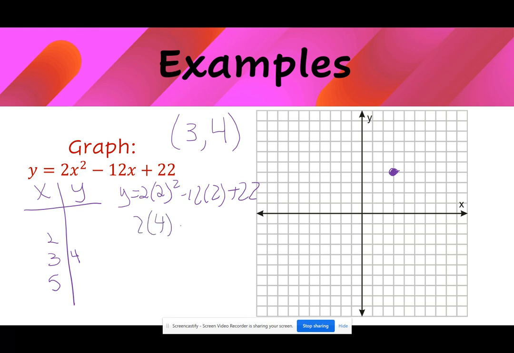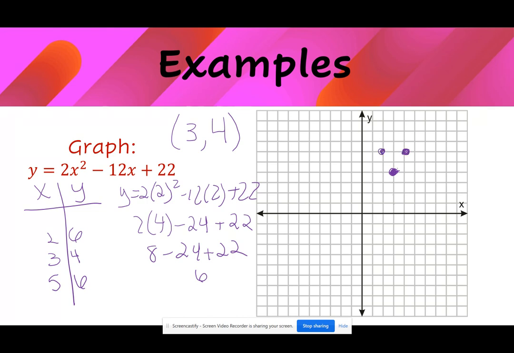Four times 2 minus 24 plus 22. 8 minus 24 plus 22. So 8 minus 24 gives us negative 16. And then plus 22 gives us 6. So these both equal 6. So we have 2, 6.